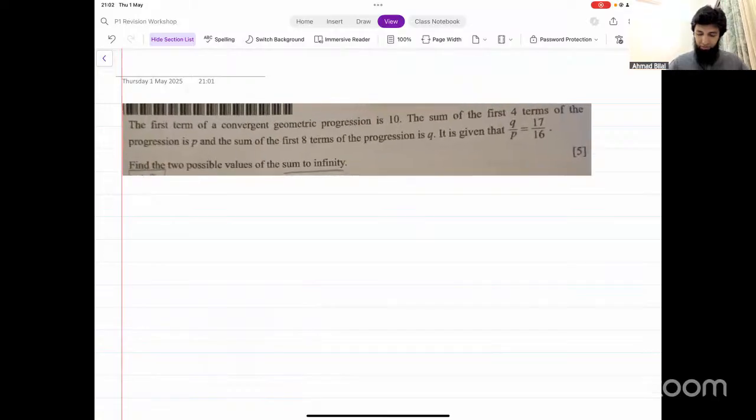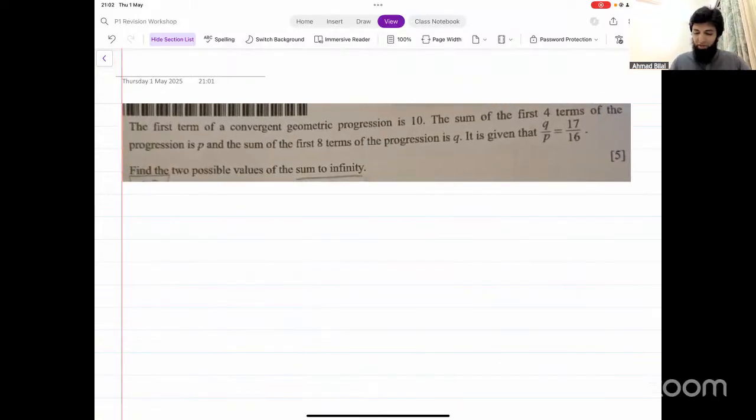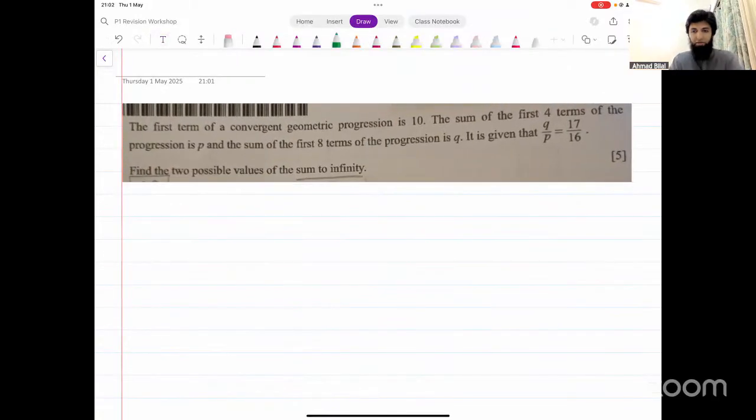The first term of a convergent geometric progression. What is a convergent geometric progression? A GP converges when the ratio of that GP is between -1 and 1. So the condition that we have for sum to infinity, it's the same condition for convergence of a GP as well, okay?